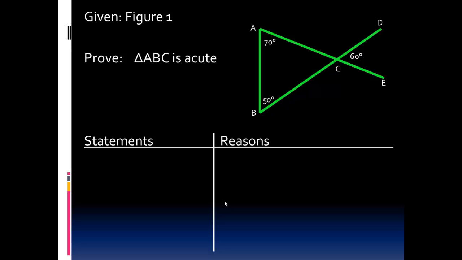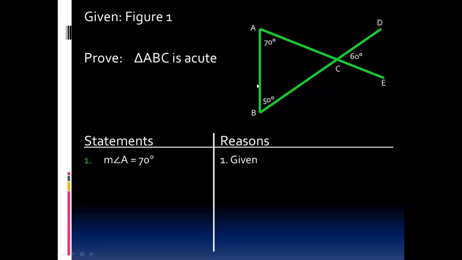Alright, now, how can we use this all in a proof? Well, suppose I wanted to prove that triangle ABC is acute, and I'm given figure 1. Sometimes you're given just the figure and the information's in the figure. You have to go off that. We did that a little bit.